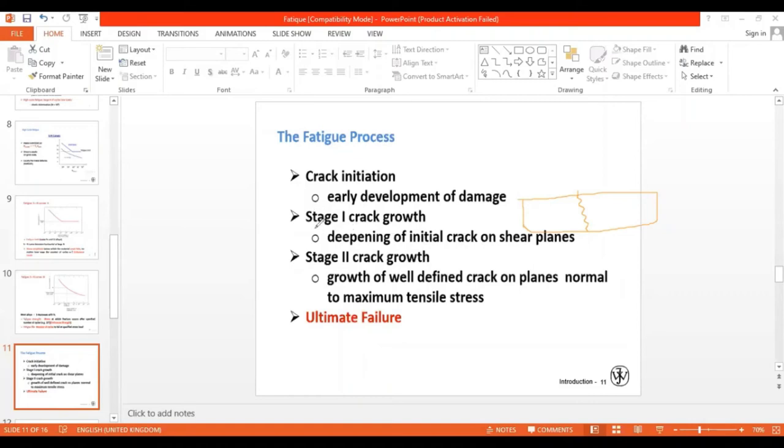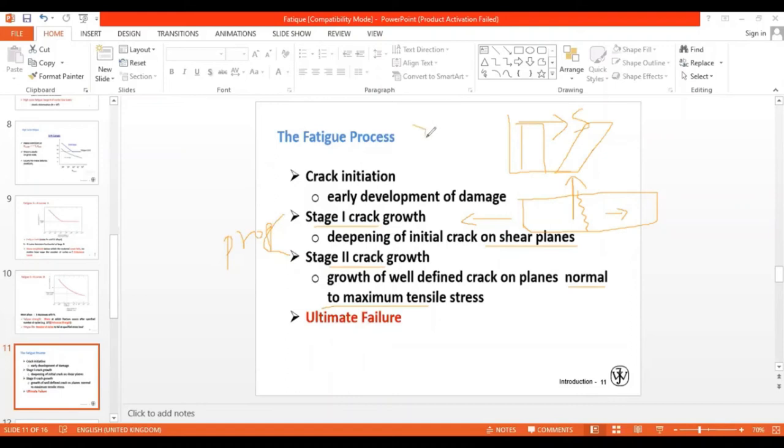So why is it mentioned as two steps, stage one crack growth and stage two crack growth? Here the crack is on shear planes, right? Shear stress, I told you, if you have a number of objects like this, the force which is applied this way is the shear stress. So the object will be like this. And here, growth of well-defined cracks on planes normal to maximum tensile stress. So if your tensile stress is this way, the crack will be normal to this maximum tensile stress. This is why it is mentioned as two-stage crack growth, but these two can be combined into crack propagation. After these two occur, then ultimate failure.